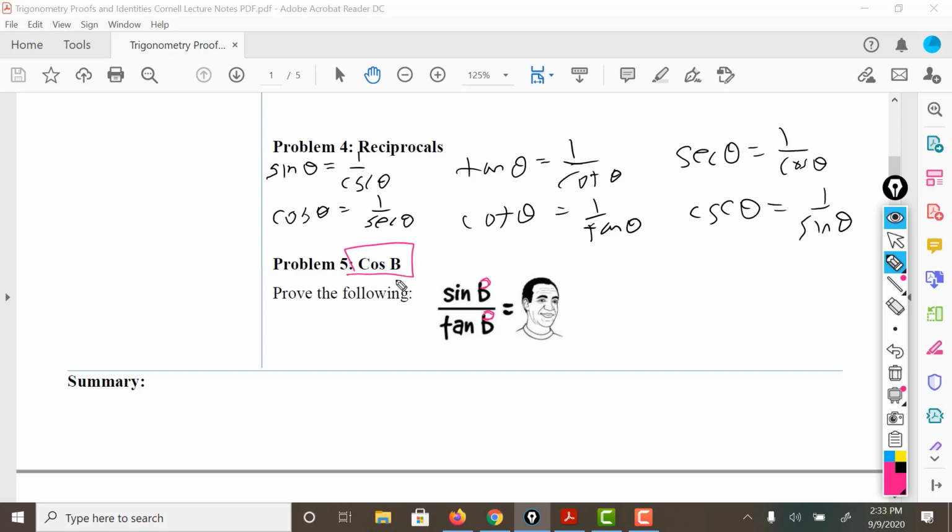How do we prove that sine B over tangent B is cos B? Well, why don't we start with what we've written down already 3 times. Tangent of theta is sine over cosine. We're doing B right now, angle B. Tangent of B is sine B over cosine B. Let's put this over 1.